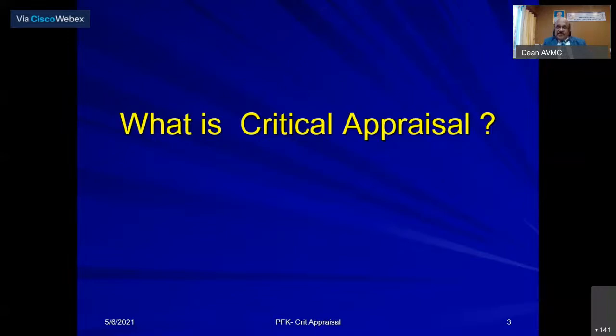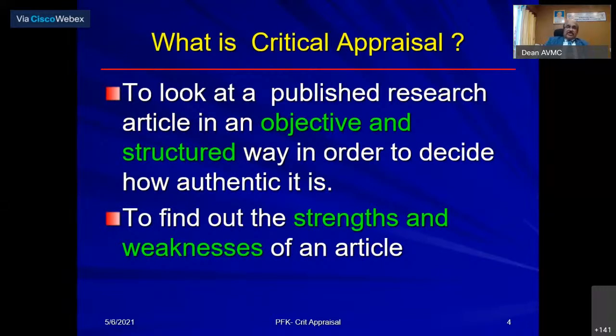So I try to define it in the simplest possible way. Many of you might be aware of the definition. It is looking at the published research or public literature in an objective, structured, systematic way, in order to find how authentic it is, how near to the truth it is. The dictionary definition of critical is being inclined to find fault when you are reading. And appraisal is valuing or estimating the value of something. So the term critical appraisal is self-explanatory: judging or assessing the value of something which has been published.